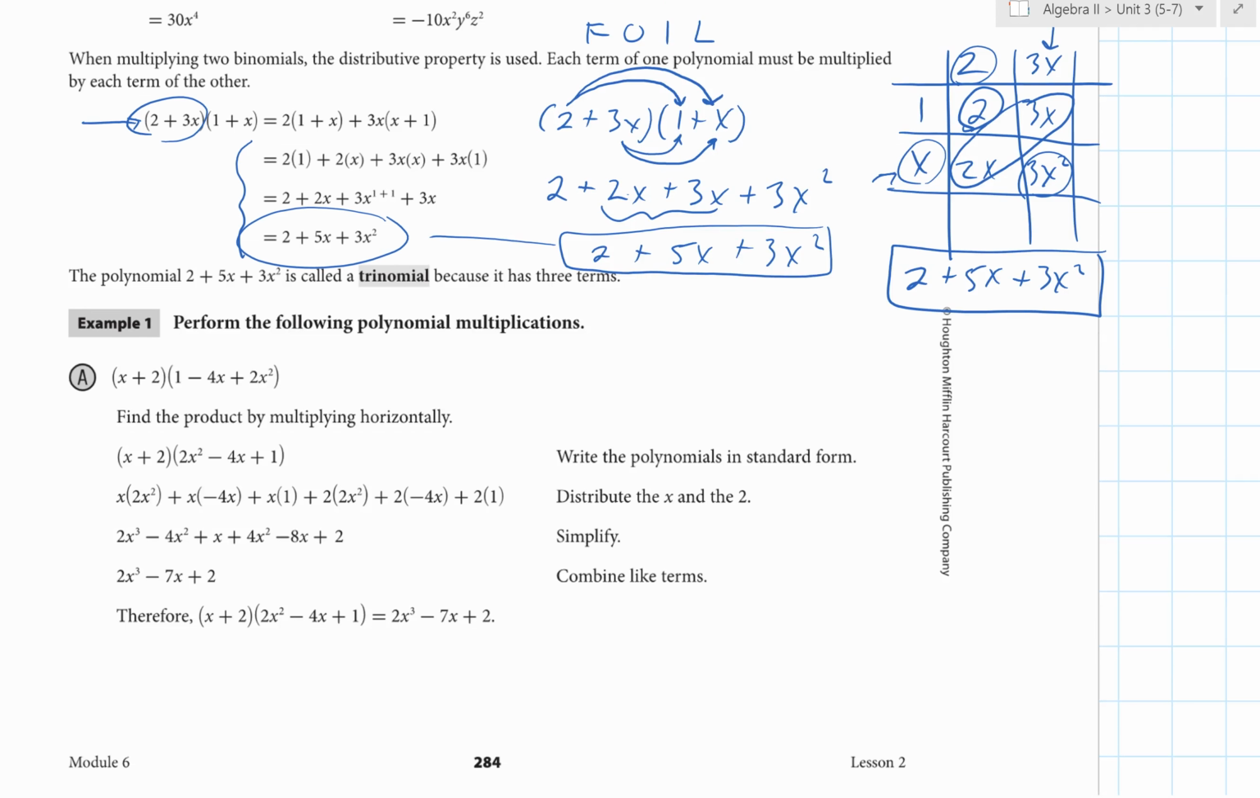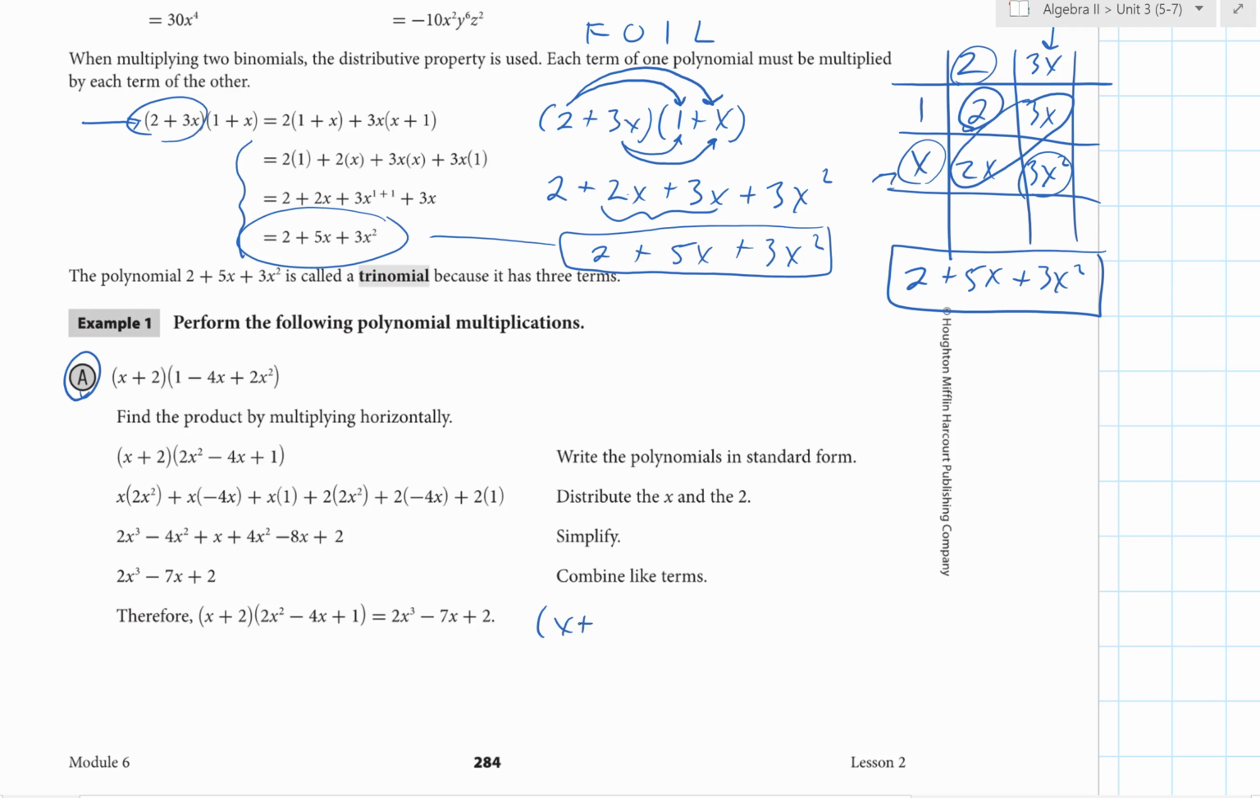Now when we get to a binomial times a trinomial like we have in example A, again you have all 3 methods that you can use. So the author uses the distributive property, and then you could also use something similar to the FOIL method. It would look like this.